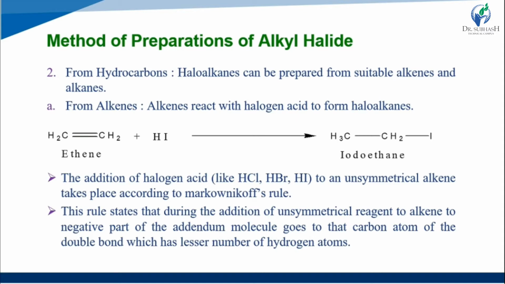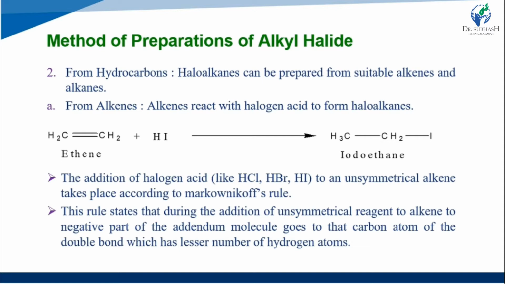First, from the alkenes. Alkenes are unsaturated hydrocarbons, as we know. Alkenes react with a halogen acid to form a haloalkane. First we take the alkene, that is ethene, and react it with the halogen acid, that is HI. The bonds break and iodine attaches to the ethane, making iodoethane.